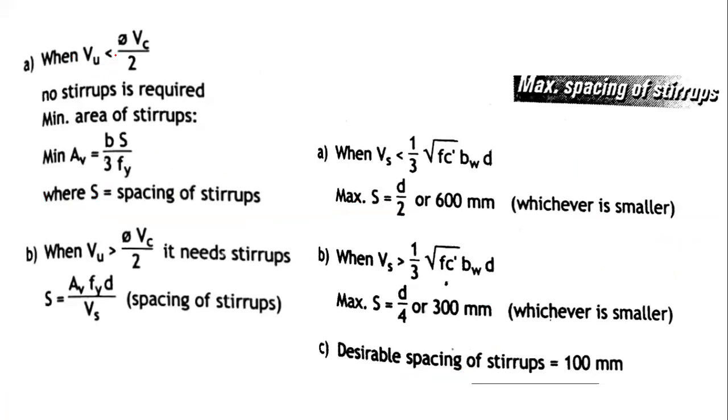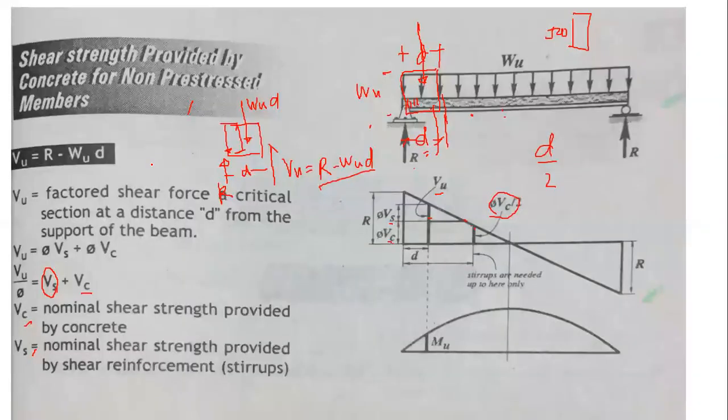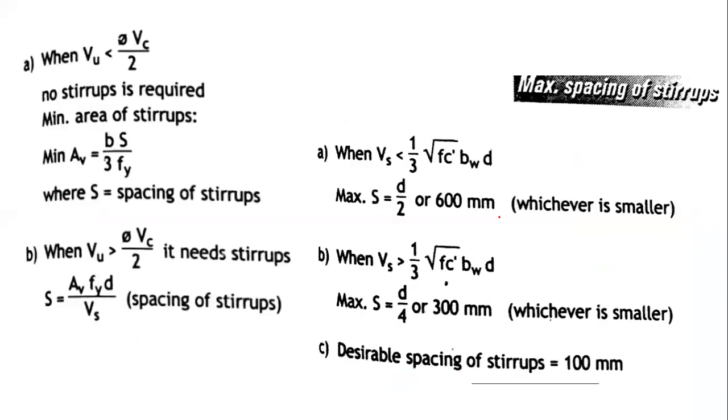When VU is less than VC over 2, ibig sabihin, no need for stirrups na. Yun na yung pinakita ko dito. If this VU is already smaller than this, ibig sabihin, no need na for reinforcement. Ito yung pinaka-check niya. Kasi from the graph itself, di na kailangan ng VS. So, if VU is less than VC, no need for shear reinforcement. Theoretically. Pero sa actual, maglalagay ka na yan.